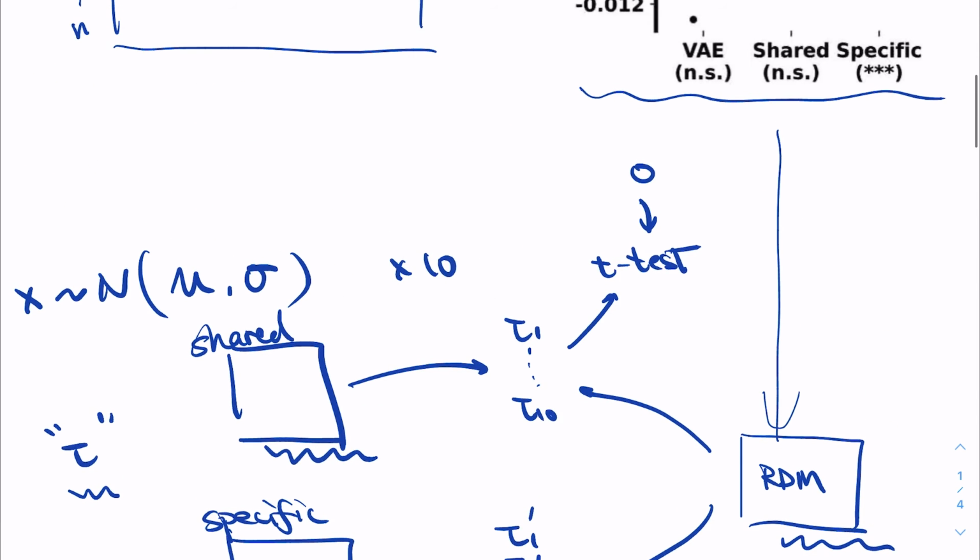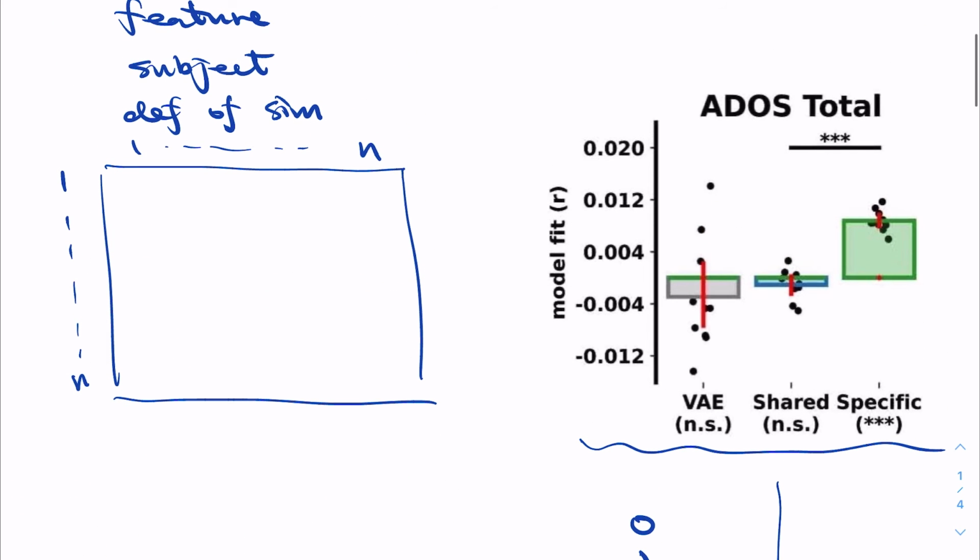Now let's take a look at this figure here. The authors report that for shared features, the similarity is not significant, whereas for ASD-specific features, this similarity is significant. Since ADOS total score is a measure of ASD clinical symptoms and the model's ASD-specific features are associated with ADOS total score, we can give the model a pat on the back.